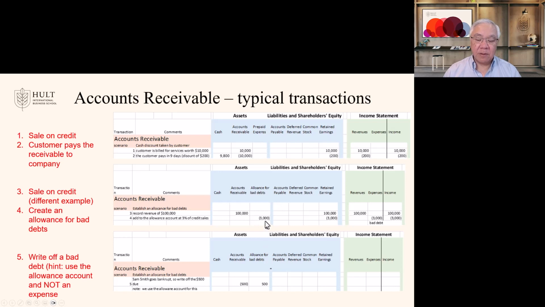So we're going to reduce that reserve, and that's a plus entry inside of this contra account. And then now we're no longer going to collect that receivable. So we're going to reduce our accounts receivable by the 500. It's gone. We know we're not going to get it. All right, so these are 5 of the typical transactions inside accounts receivable.